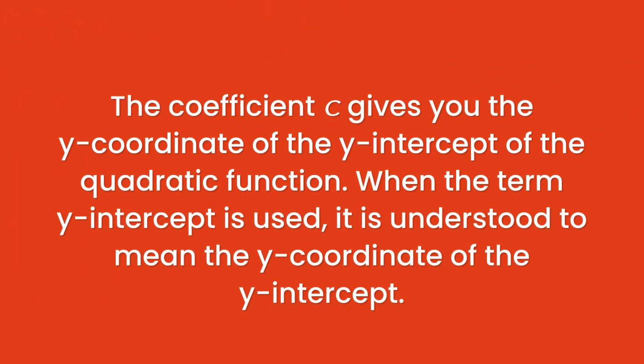The coefficient c gives you the y-intercept of the quadratic function. When the term y-intercept is used, it is understood to mean the y-coordinate of the y-intercept.